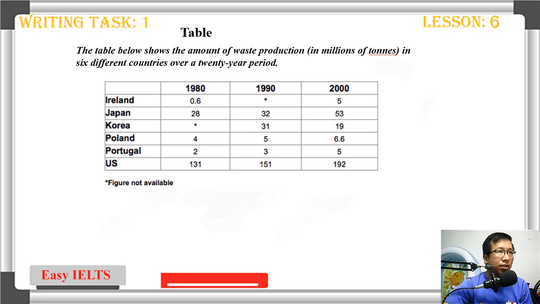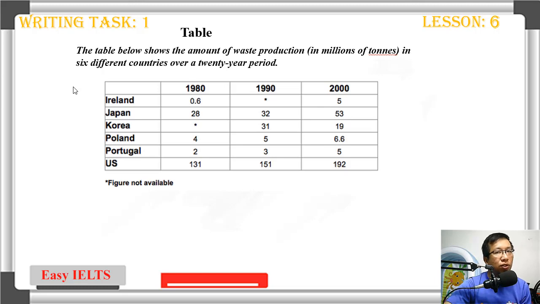Today is lesson number 6, and this is the table that we look at today. This table is different from lesson 5. This table has the number changing over time. In lesson number 5, you compare the number in just 1 year. Today we look at the number, but the number changing over time.